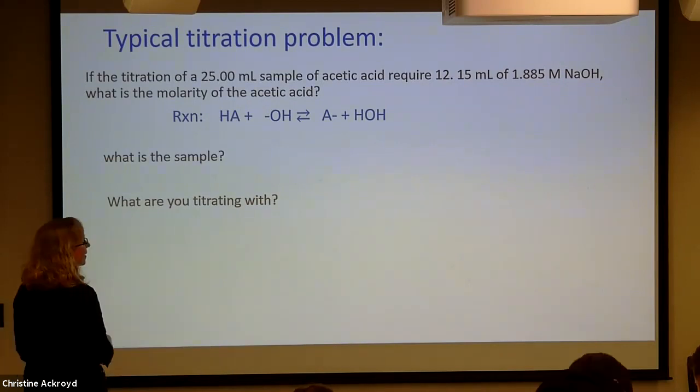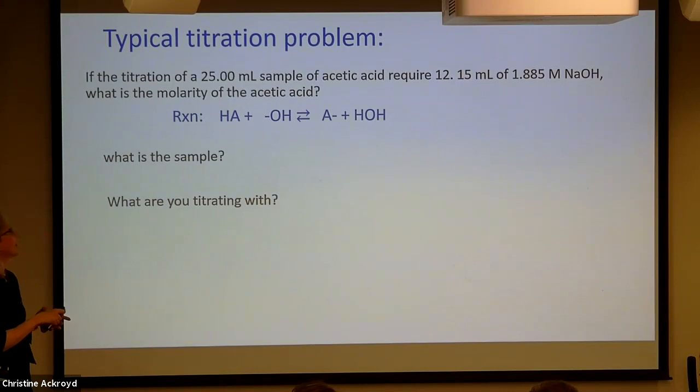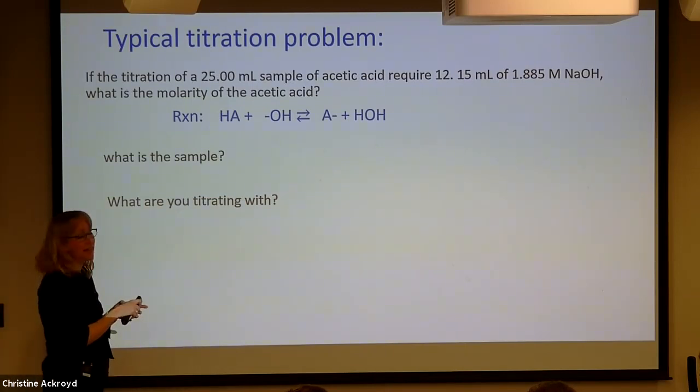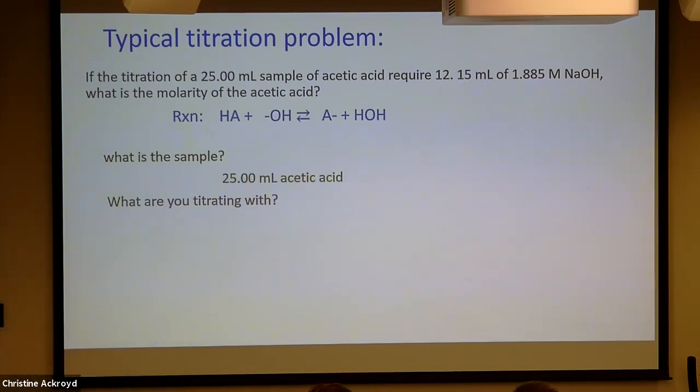Okay, so the first thing to say is, what's the reaction that's going to happen? In a titration, the reaction is always your sample plus your titrant. For a sample of acetic acid, our titrant is hydroxide. They say sodium hydroxide. Do we care about the sodium ion? We don't. Hydroxide is a strong base, so it's going to totally take the proton off of the acetic acid and form the conjugate base in water.